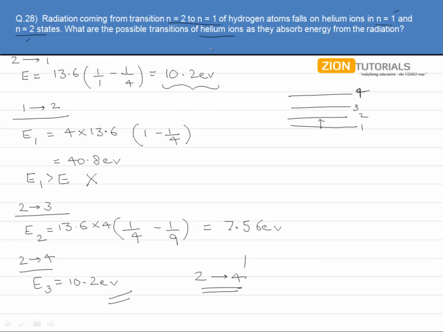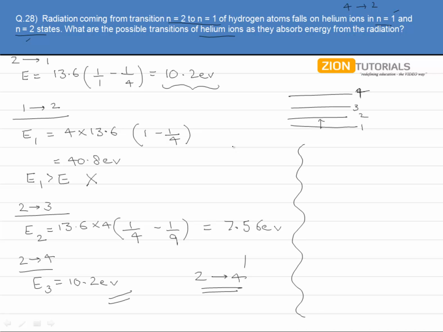Or rather, if this is coming from 2 to 1, then the helium ions will be coming from 4 to 2. But since they are in 2 already, it will be going from 2 to 4. Because if it is going from 2 to 4, it needs to absorb that much energy, and if it is coming from 4 to 2, it will be releasing that much energy. Now that is over as per the answer.